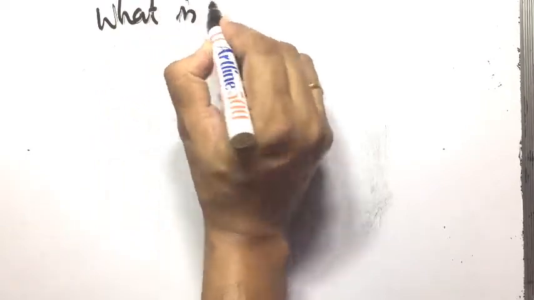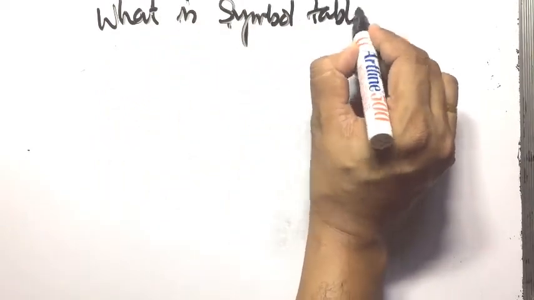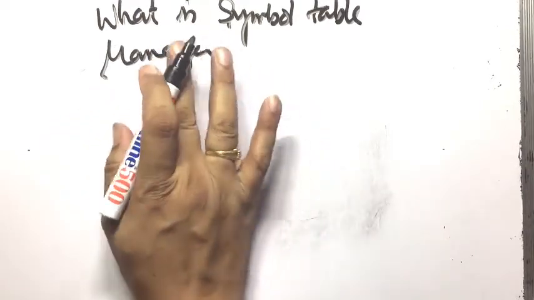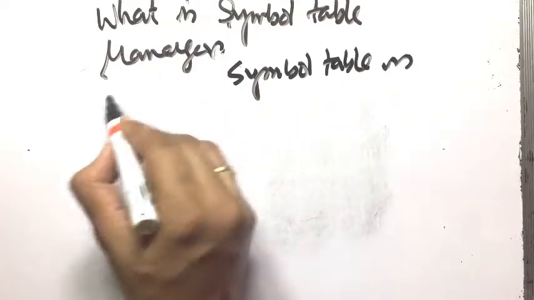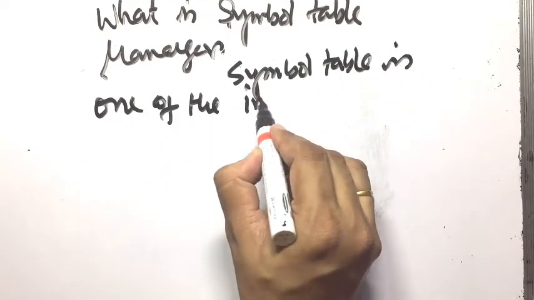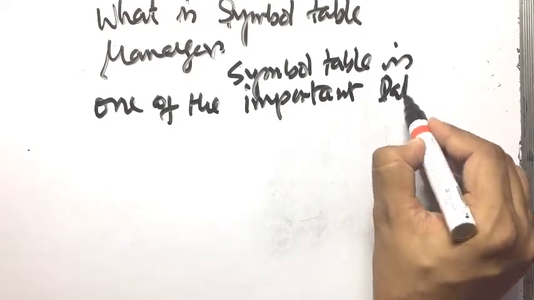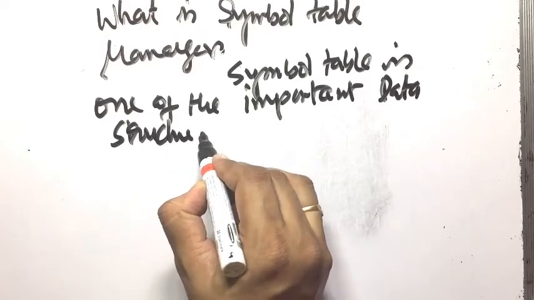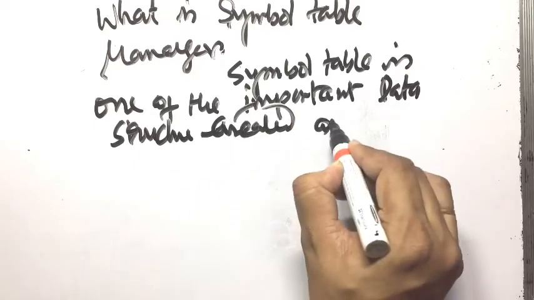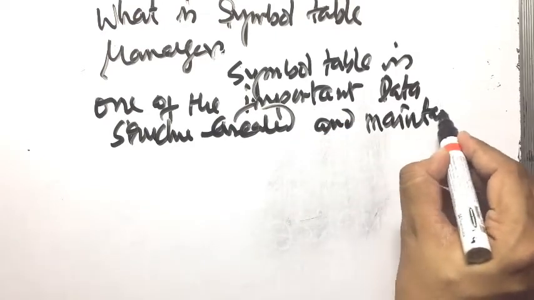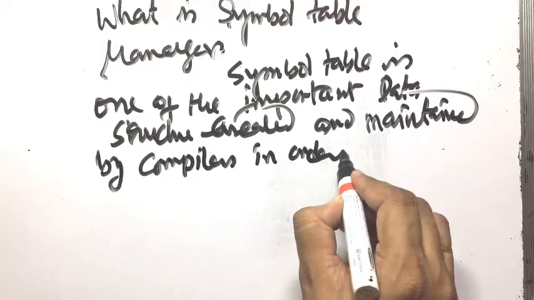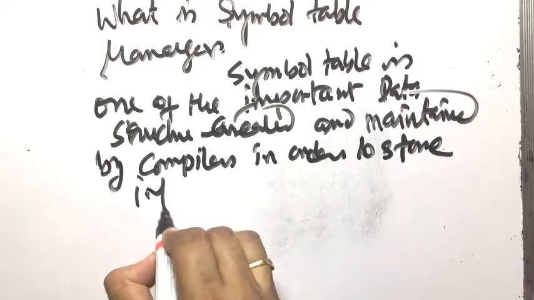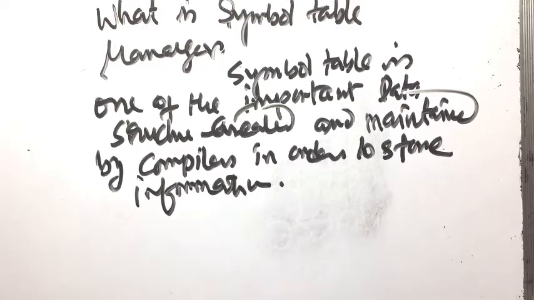And the last question of this 2018 paper is, what is symbol table manager? Symbol table is one of the important data structures, created and maintained by the compiler in order to store information. So this is a very important data structure in the compilation process.